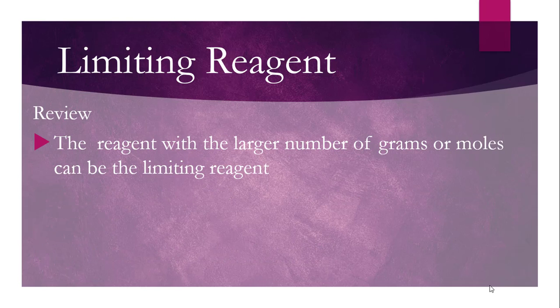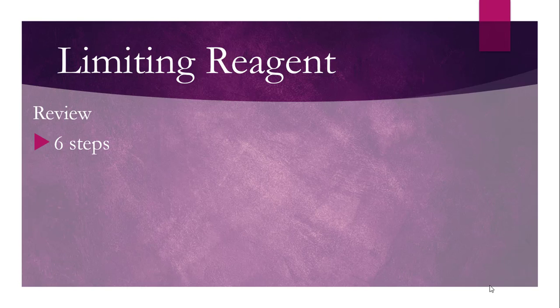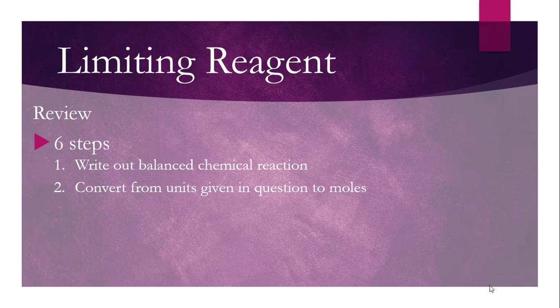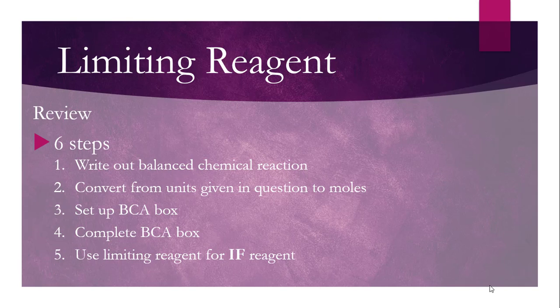The reagent with a larger number of grams or moles can be the limiting reagent. You have to do the calculations. There are 6 steps for the method I showed you. Write out the balanced chemical equation. Get yourself into moles if need be. Set up the BCA box. Complete the BCA box. Once you know what the limiting reagent is, for any further stoichiometric calculations, use the limiting reagent for the if reagent, and be sure to complete the question that is asked.